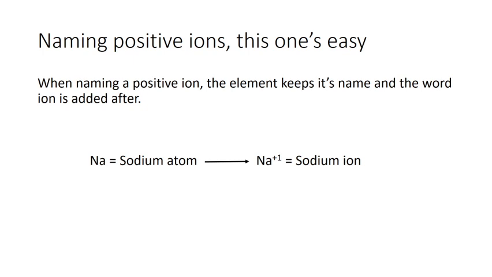When naming a positive ion, the element just keeps its name and the word ion is added after it. So in the case of sodium, Na, when it becomes an ion, losing an electron, a sodium atom becomes a sodium ion. Pretty easy.